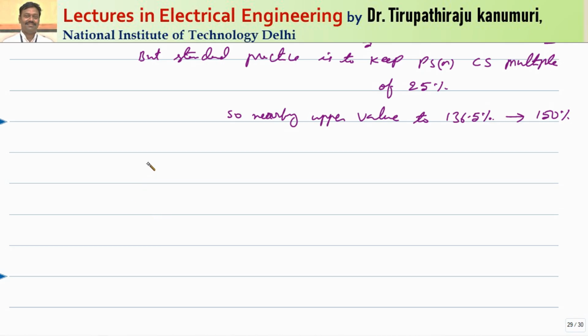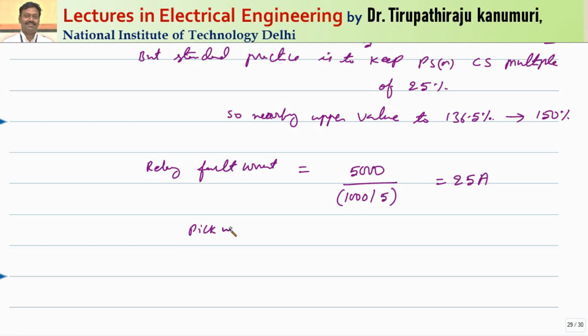So let us try to calculate the relay fault current. The fault current is 5000 amperes, as mentioned there. So this will be 5000 divided by the CT ratio. The CT ratio is 1000 divided by 5. Agree with me? So this will be equal to 25 amperes. So the value of the transformer PSM I have to calculate. For that I have to calculate what my pickup current is.